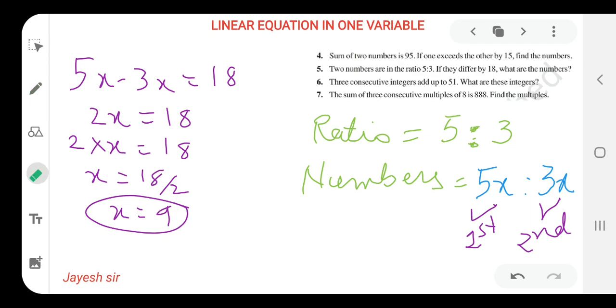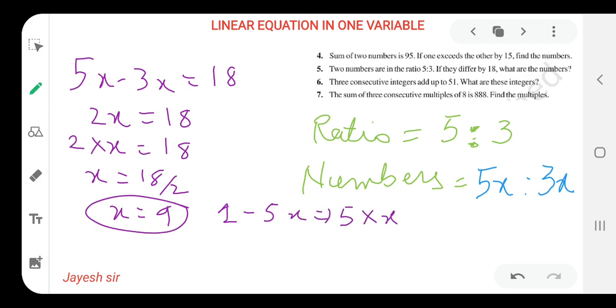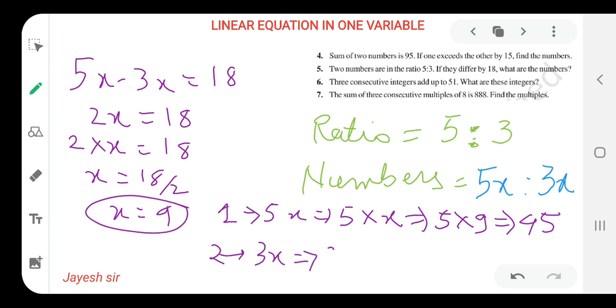Now what we can do, friends, we have to just find the two numbers, that means our two numbers, 5x and 3x. So we'll put the value of x in these two. Our first number is 5x, that means 5 multiplied by x, which is 5 into 9, so our number is 45. Similarly for the second one, 3x, that means 3 multiplied by x, that means 3 multiplied by 9, so our answer is 27.